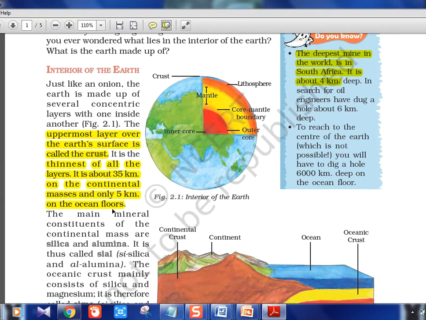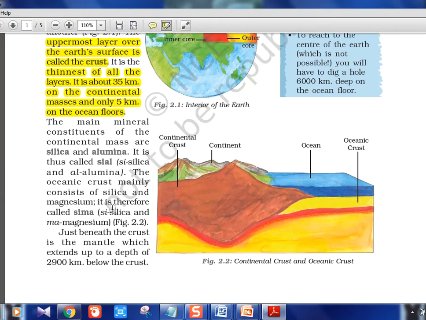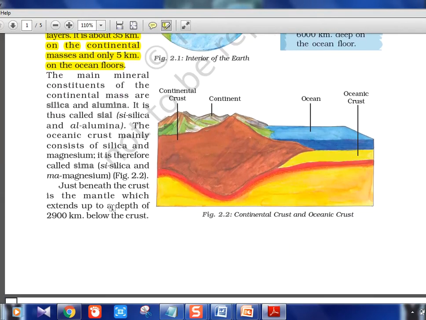The main mineral constituents of the continental crust are silica and alumina. Okay, Sial, that is an easy way to remember. This is all crust and landmass they are talking about. And now again, oceanic crust, which we saw is 5 kilometers, that is silica and magnesium. Okay, this is the picture: continental crust, continent, ocean, and oceanic crust. Okay, 35 kilometers, 5 kilometers, Sial and Sima.